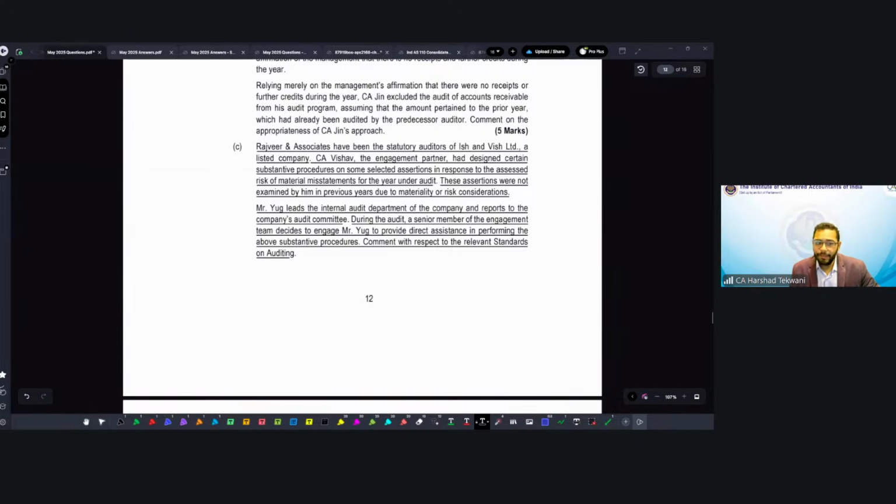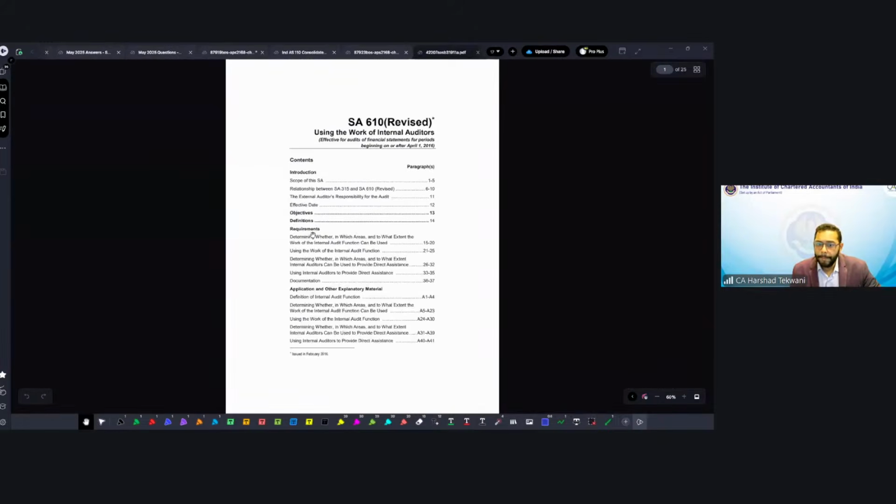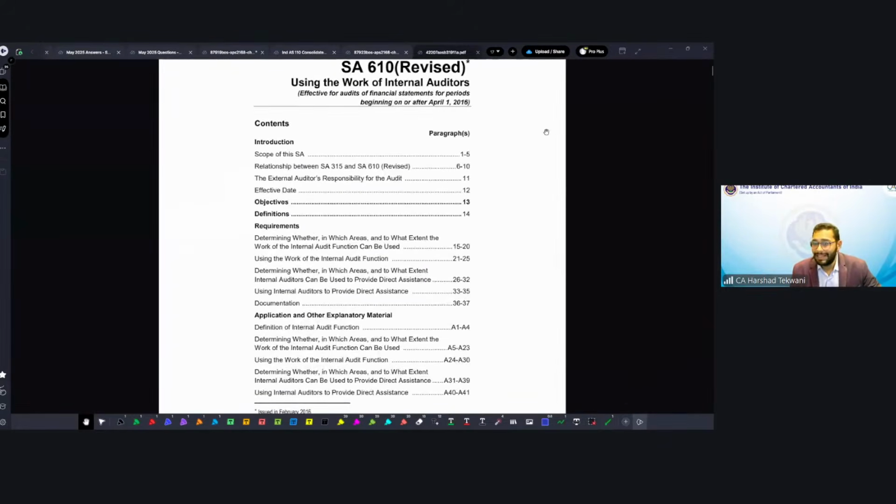So let's understand this in much more detail by going through the standard itself. We will see the standard, SA 610, and understand the auditor's responsibility in this particular scenario, what the auditor should do. Okay, so we will now look into SA 610.